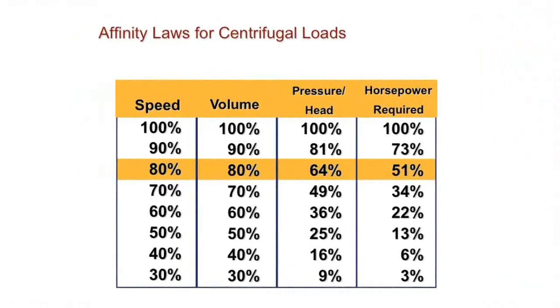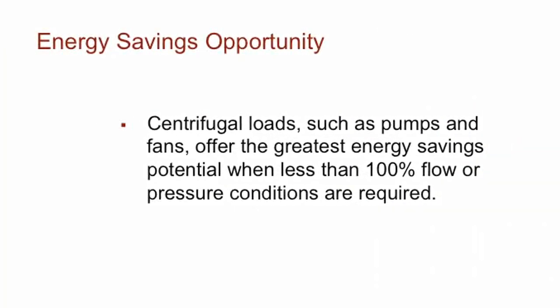And these are some of the charts we were talking about before. Remember I said if you could run 80% speed, you use about half the energy. If you can run 70% speed, you use about a third of the energy. So if you can slow it down and still do the job, you conserve a lot of energy. So this is the takeaway bullet. Centrifugal loads, pumps and fans offer the greatest energy savings when you can run less than 100% flow. That's the bottom line.